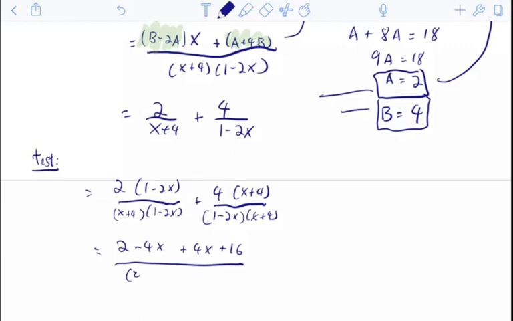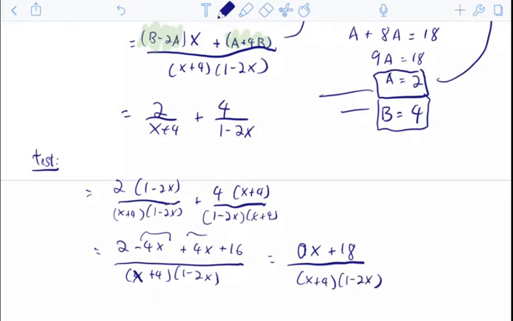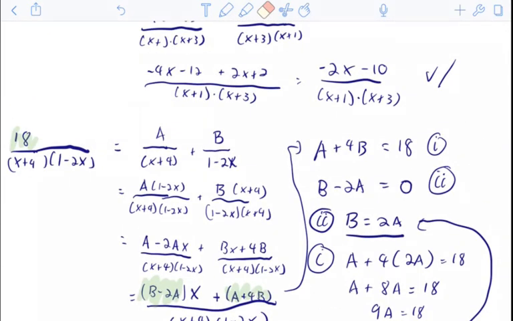X plus 4. So this gives you, these two cancel out, and you get 0x plus 18. And you don't write the 0x term. Hey, look, it's exactly what we wanted.